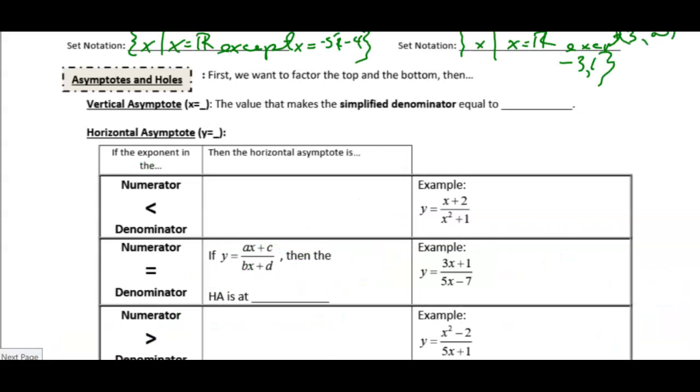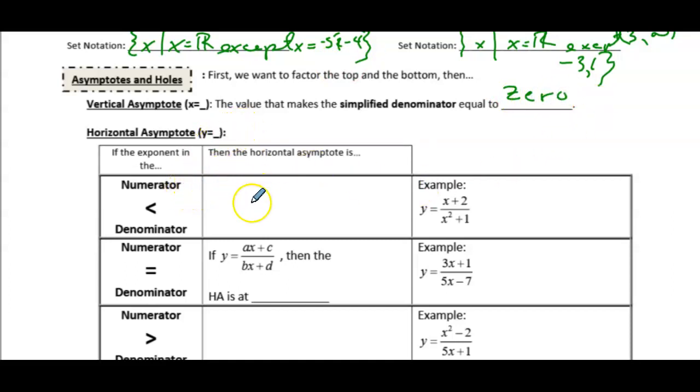All right, that wasn't really new information. We kind of did that in the last unit. The thing that is new: these are vertical asymptotes. We just talked about that. Where the denominator is equal to 0, that's where your vertical asymptote will be.